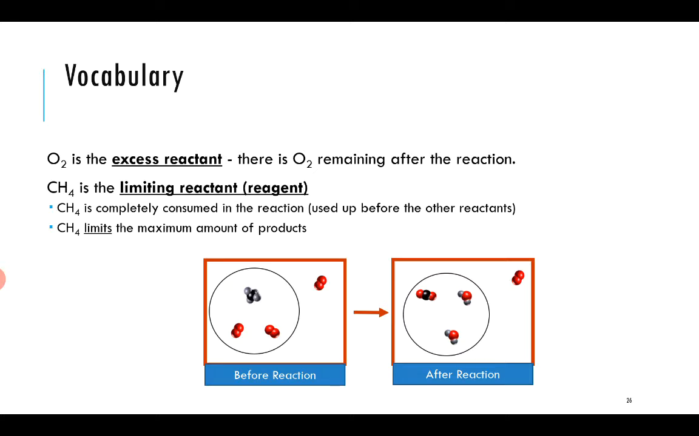And so we have some terminology to help explain what we have and what we don't have. We have excess oxygen from the previous problem, so that's called our excess reactant. How much product we make is limited by the methane. And so in this case, our methane is our limiting reactant. Methane is completely used up. Once methane is completely used up, then we cannot make any more product, and so the reaction would stop.